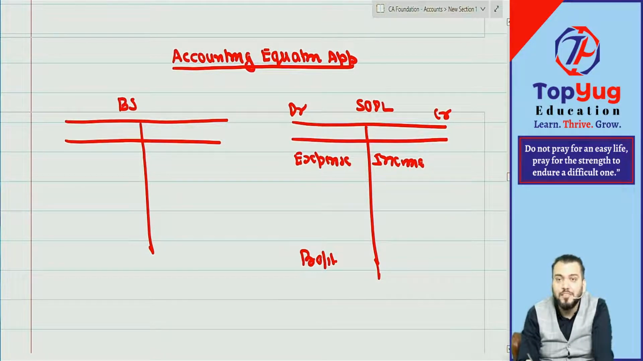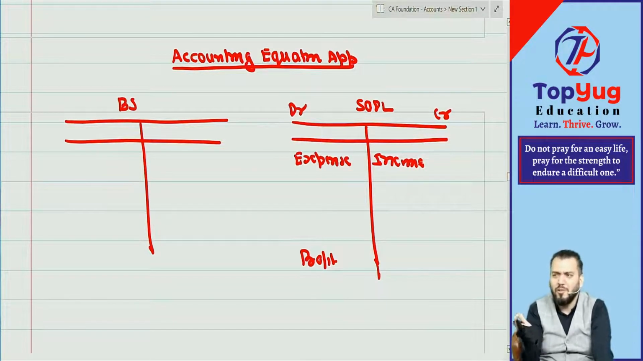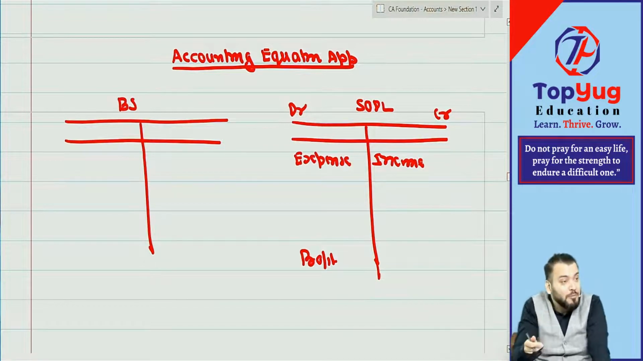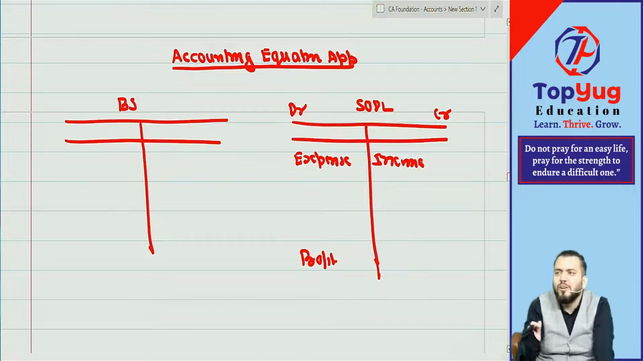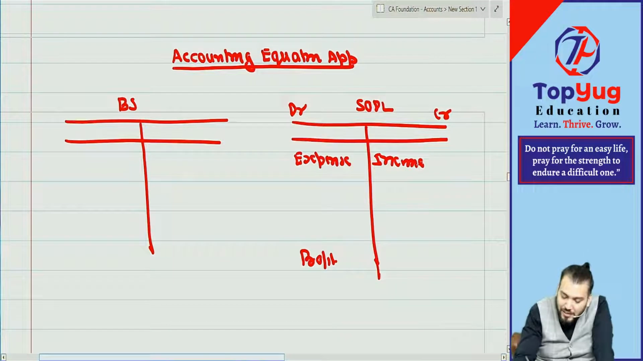Income minus expense is equal to profit. Understood? Correct. It can be loss also, but we'll think about profit. Means if expense is more than income, then it will be a loss. It means either it will be a negative amount or a positive amount. We'll think positive only. So income minus expense is equal to profit.